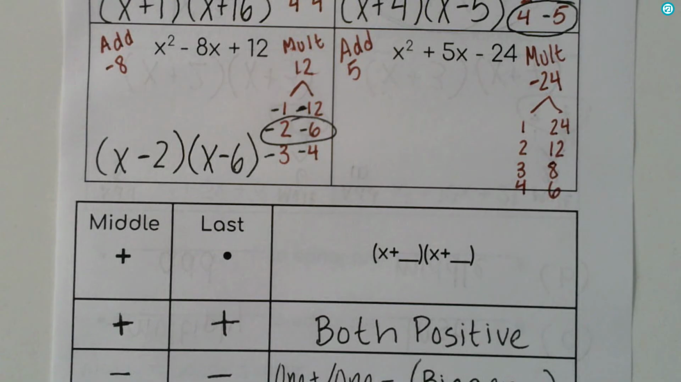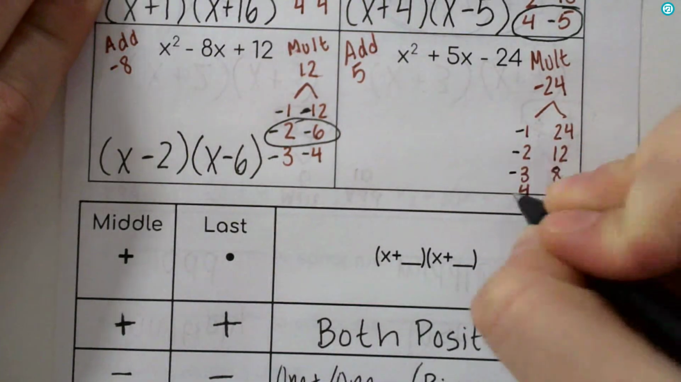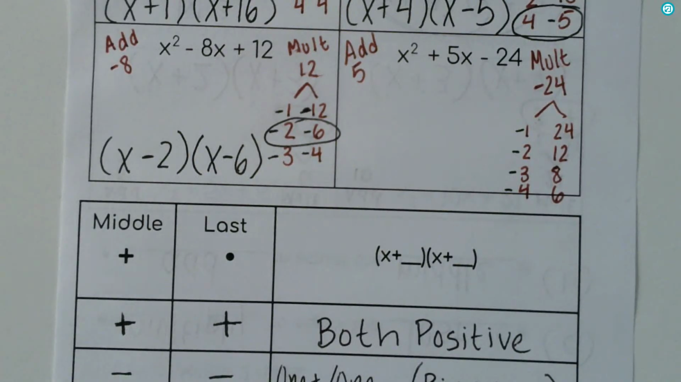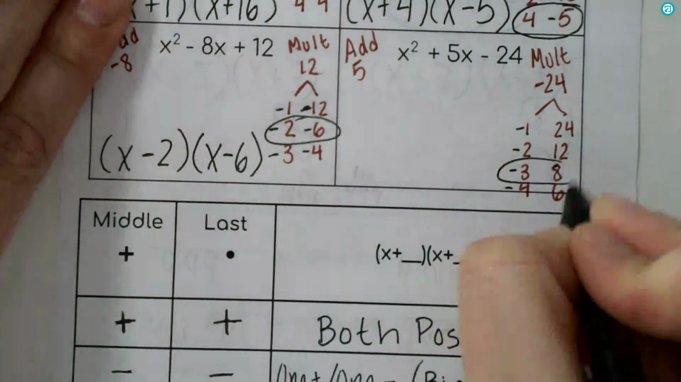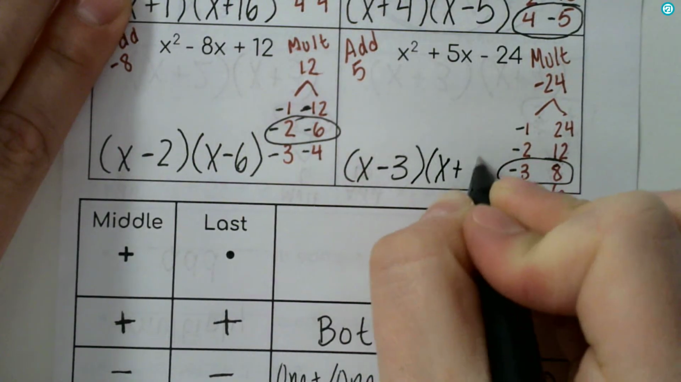Okay, which ones of these... Oh, now we need to add to be positive. If we know we want to add to be positive, we want our big guys to be positive. We want our little guys to be negative. So make 1, 2, 3, and 4 negative. That's why I list it like that, because then all my smaller ones are on one side and all my bigger ones are on the other side. Hey, which ones of these add together to be 5? 3 and 8. -3 and 8. So you're going to write your answer as x minus 3 and x plus 8.